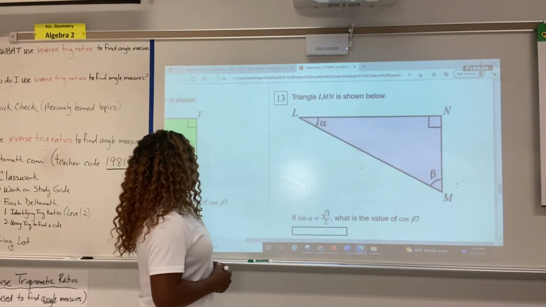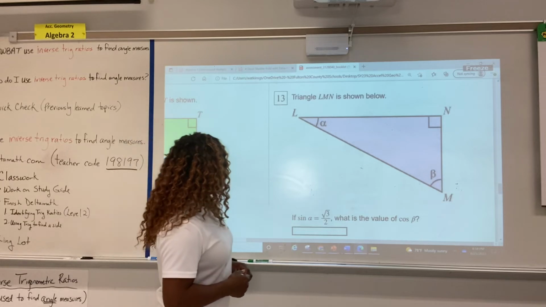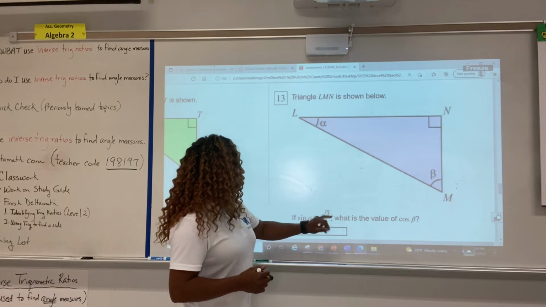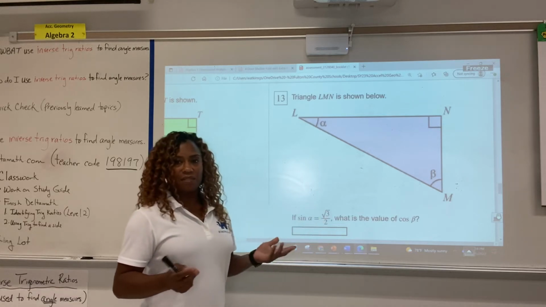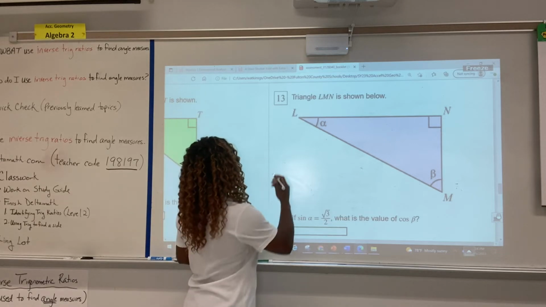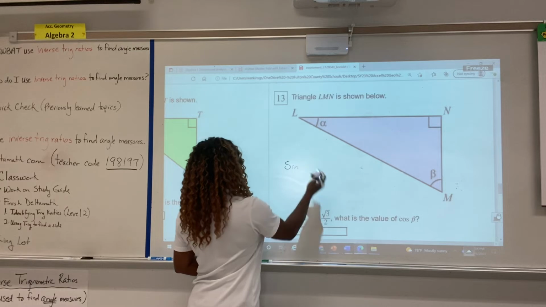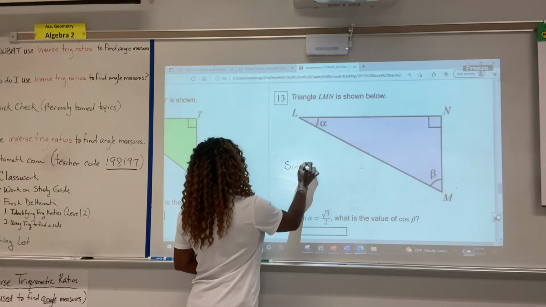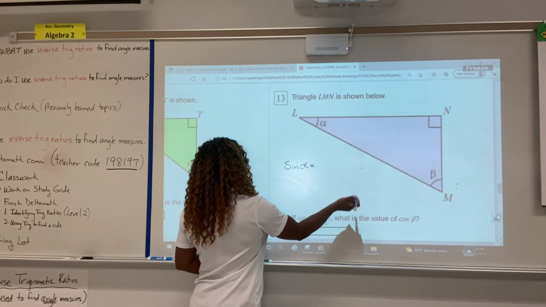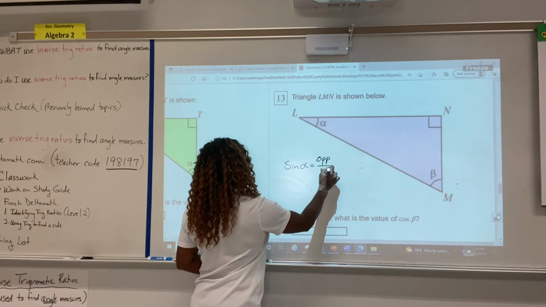Number 13, triangle LMN is shown below. If sine of angle alpha is equal to the square root of 3 over 2, what's the value of cosine beta? And this is similar to one that we did earlier also. So again, we have sine, and we know that sine of angle alpha is opposite over hypotenuse.